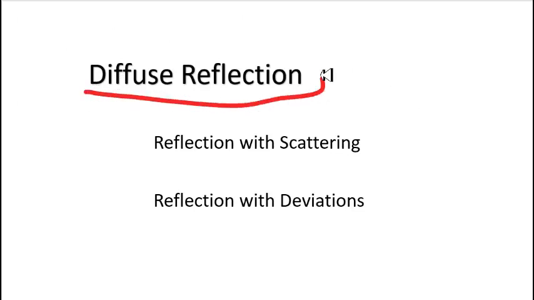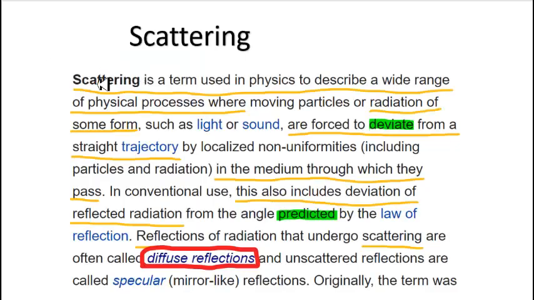Okay, diffuse reflection is, you have to have reflection first, of course, to have diffuse reflection. And so it's scattering with reflection or scattering with deviations. And so if I were going to define my own language, I would ditch this word and replace it with diffuse reflection when talking about reflections. Okay, there's other kinds of scattering. Scattering is a term used in physics to describe a wide range of physical processes of radiation that are forced to deviate from a straight trajectory.